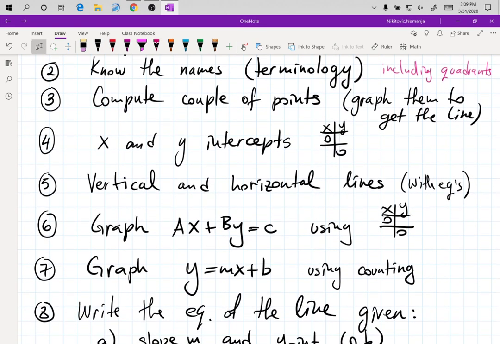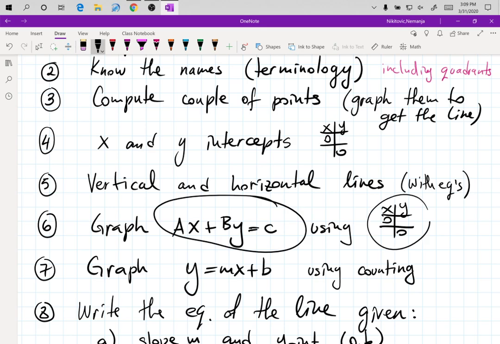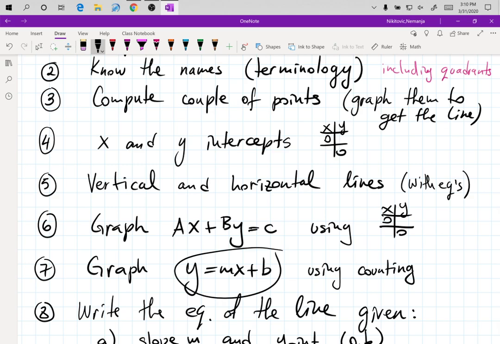Graphing, two forms, right? You have standard form, which is when you compute x and y intercepts, and then you have y = mx + b, which is called slope-intercept form, where you use counting, right? You graph b first on the y-axis, and then you count m as rise over run.